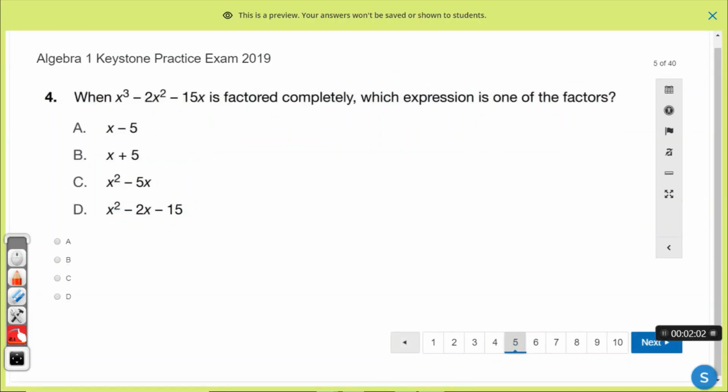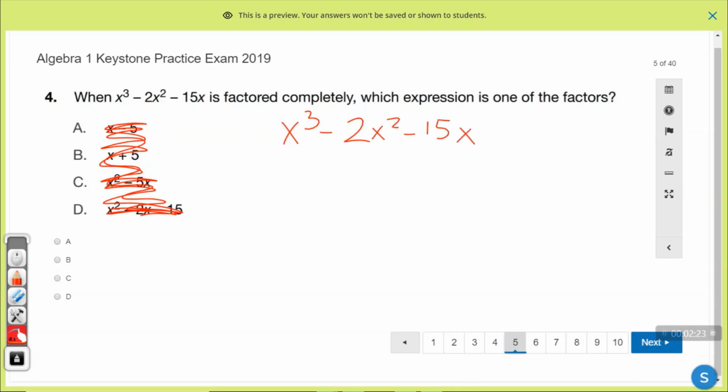When x cubed minus 2x squared minus 15x is factored completely, which expression is one of the factors? Well, without even looking at those options over here, I really could care less about these options. I'm just going to cross them out here for a moment. I want you to actually just factor it out. So let's take x cubed minus 2x squared minus 15x, and let's factor. And a big heads up, whenever you see a cubed in this class, it's likely going to be asking you to pull out a GCF.